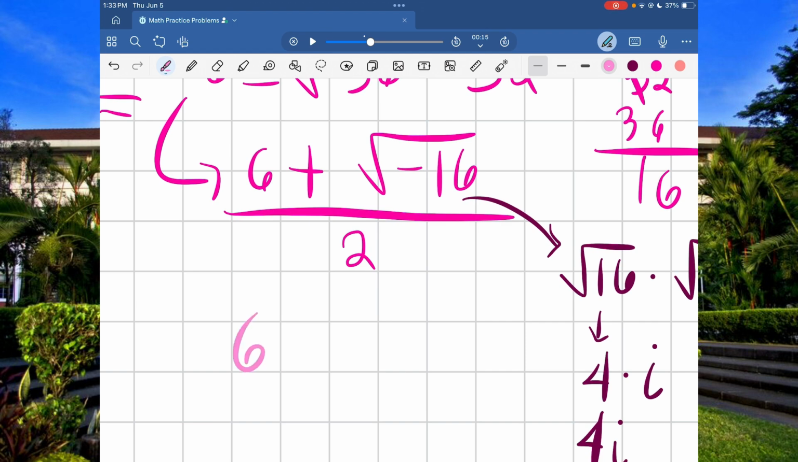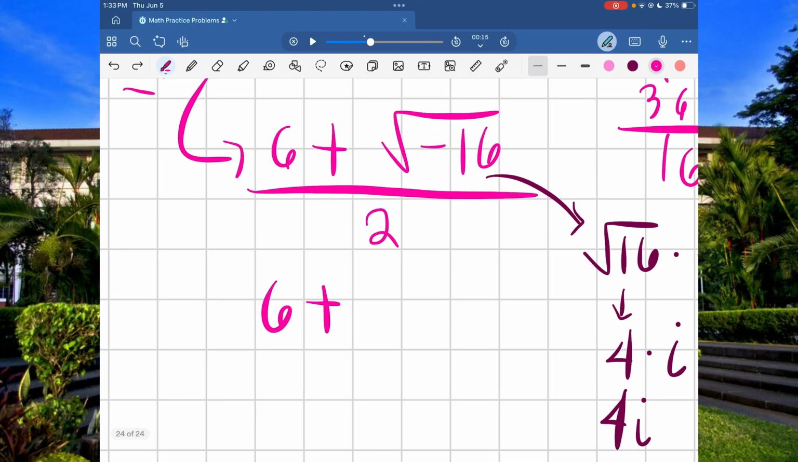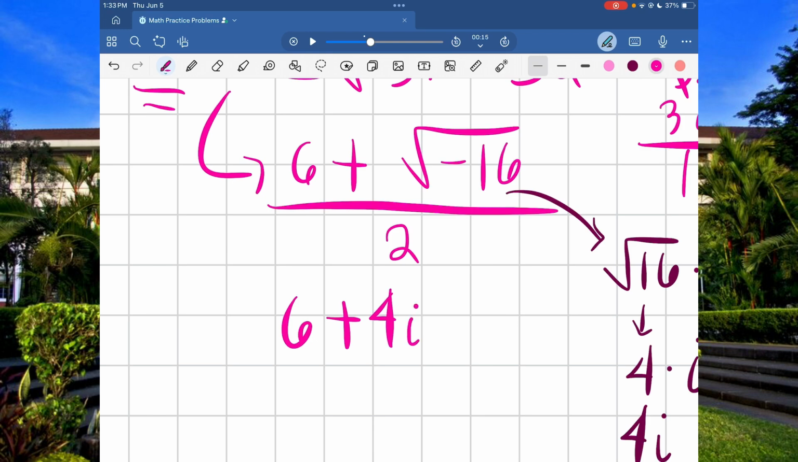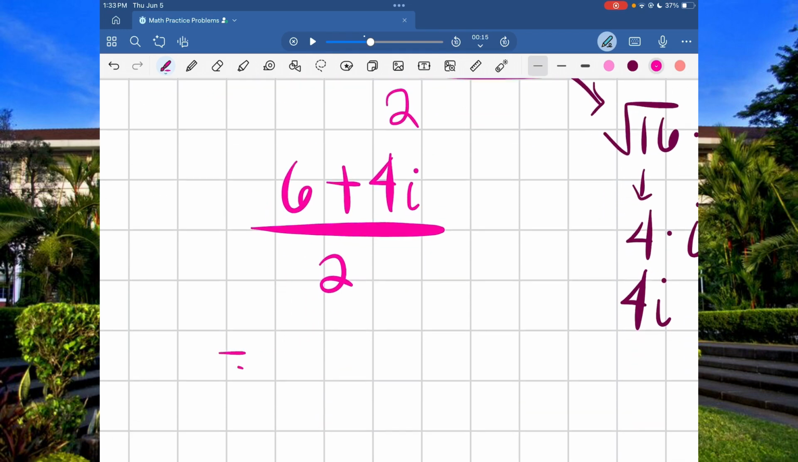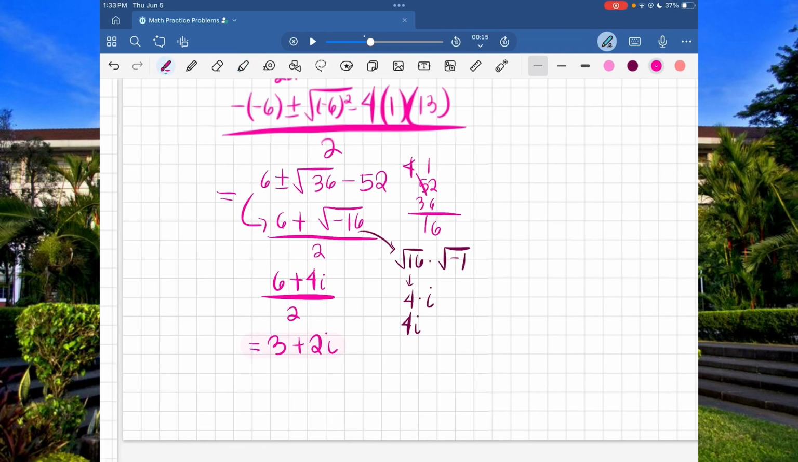And then substitute to our problem. I'm very meticulous in my pen. 6 plus 4i rather, divided by 2. 6 divided by 2 is 3. And 4 divided by 2 is simply 2. Copy the i. So this is our answer.